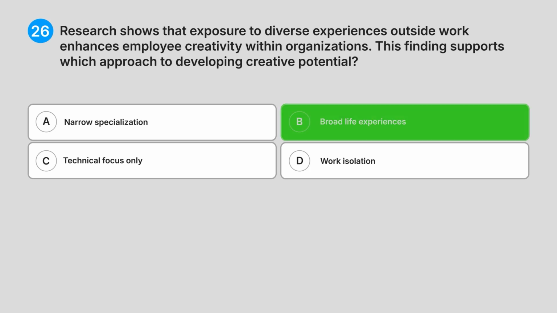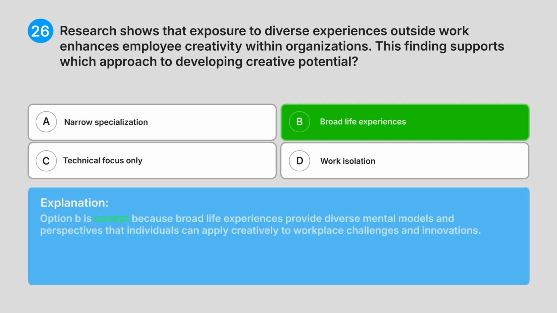Correct answer, B. Broad life experiences. Explanation. Option B is correct because broad life experiences provide diverse mental models and perspectives that individuals can apply creatively to workplace challenges and innovations.